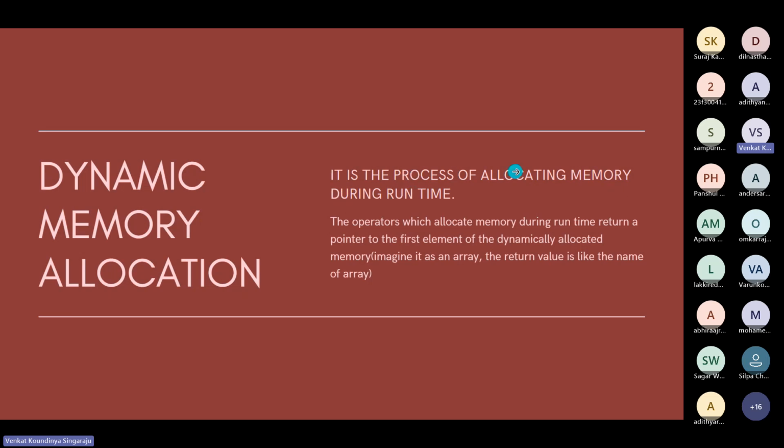To achieve this, we use certain operators. Those operators return a pointer. And what does this pointer do? This pointer is a pointer to the first element of the dynamically allocated memory that it allocates. So you can imagine the dynamically allocated memory as an array. The returned pointer is like the name of the array. It's basically a pointer to the first element of the array.